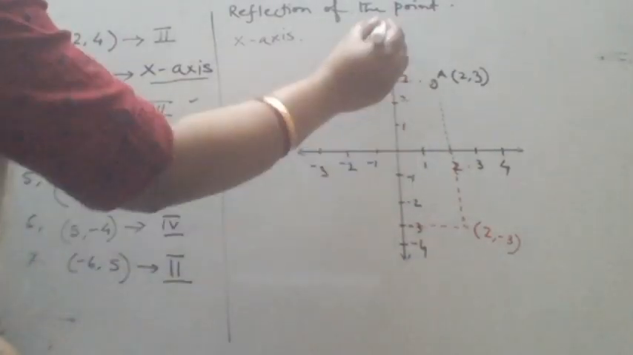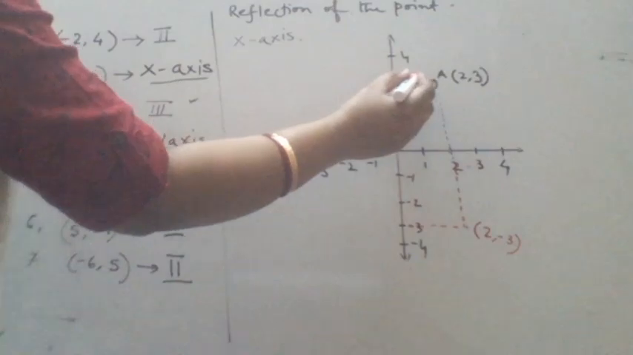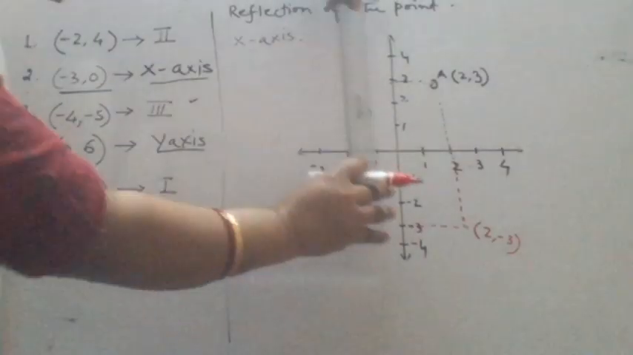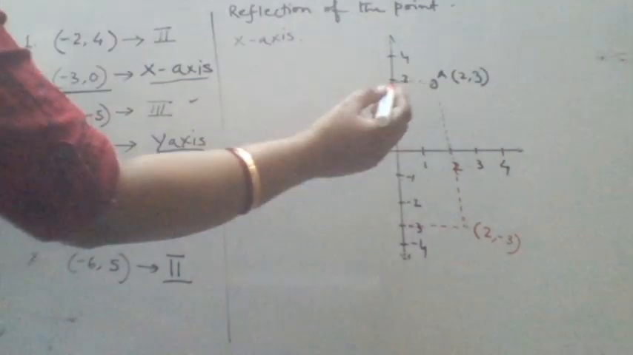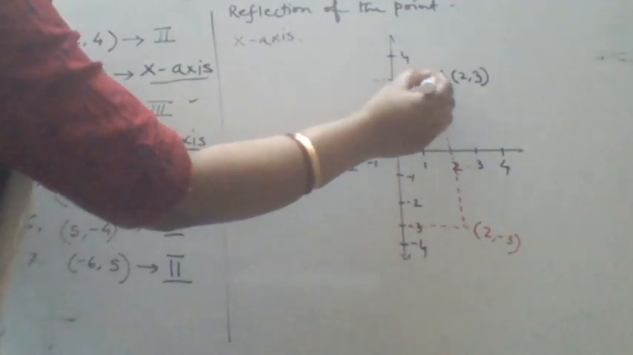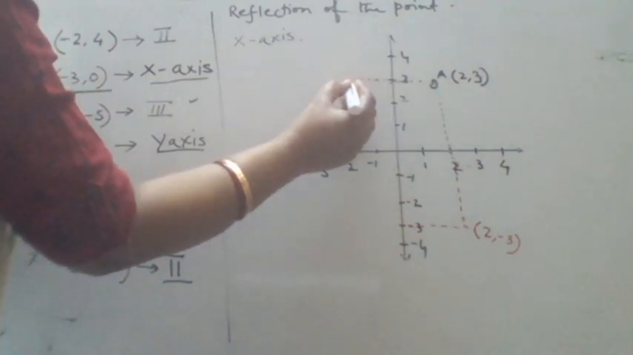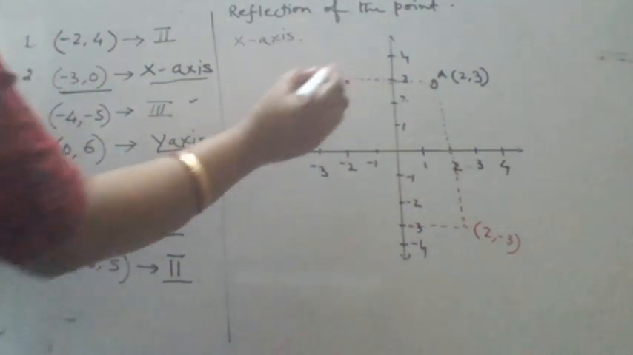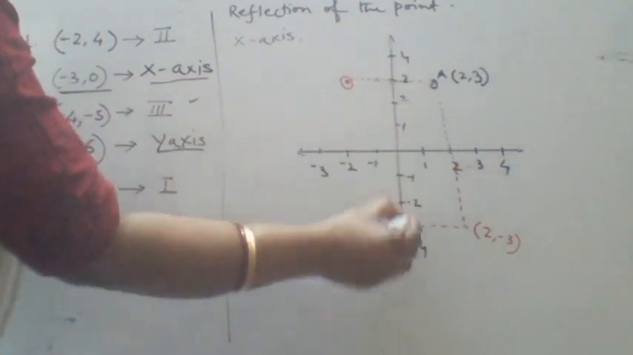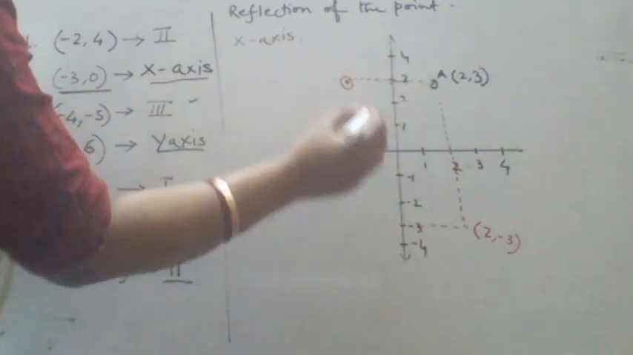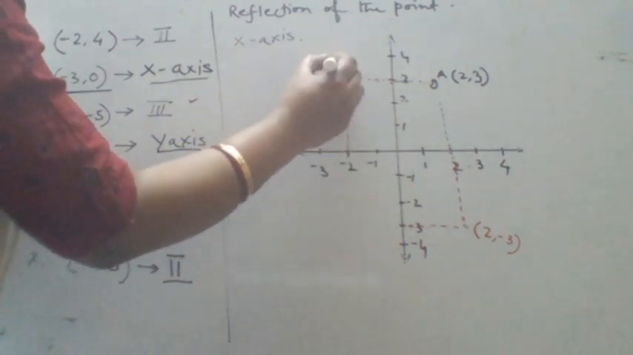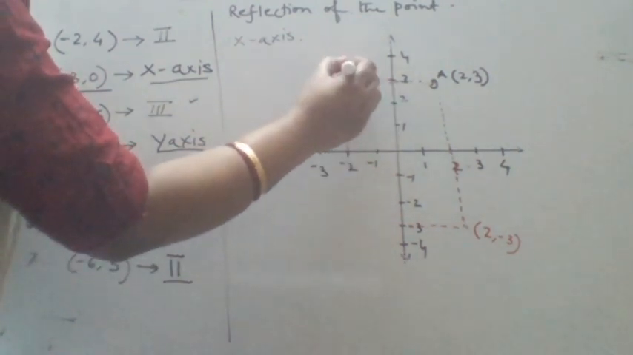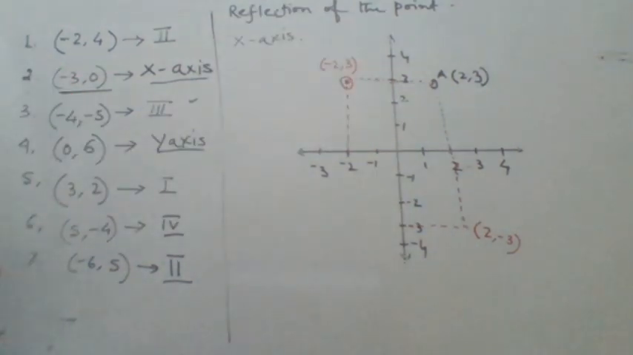Now if the y-axis is acting as a mirror, then what will happen? If this becomes your mirror, then the image will be as far behind the mirror as the object is in front of it. So this distance is 2 units, so this will also be 2 units. This is going to be the image if the y-axis is acting as the mirror. So what will be the coordinate of this point? This will be x is -2 and y is 3. So this is how we do it.